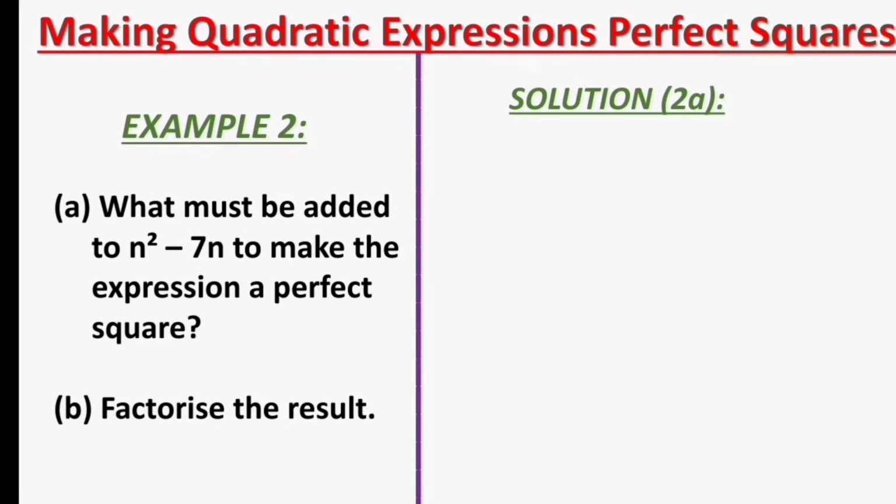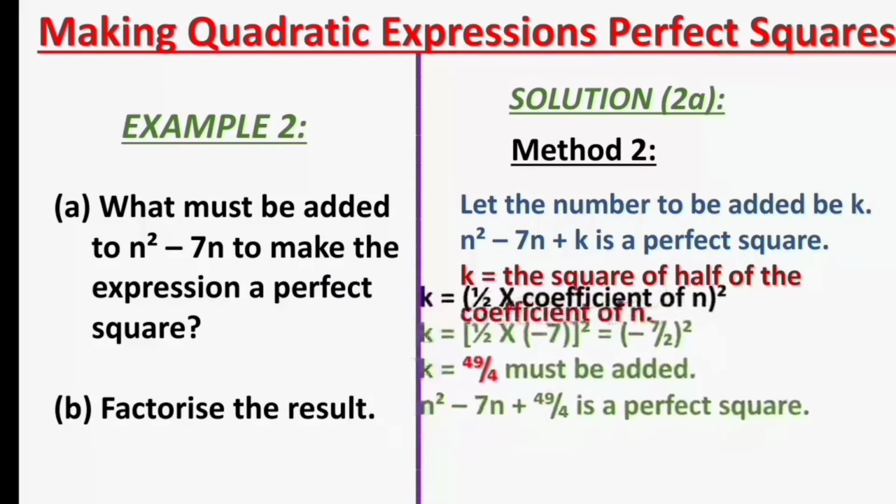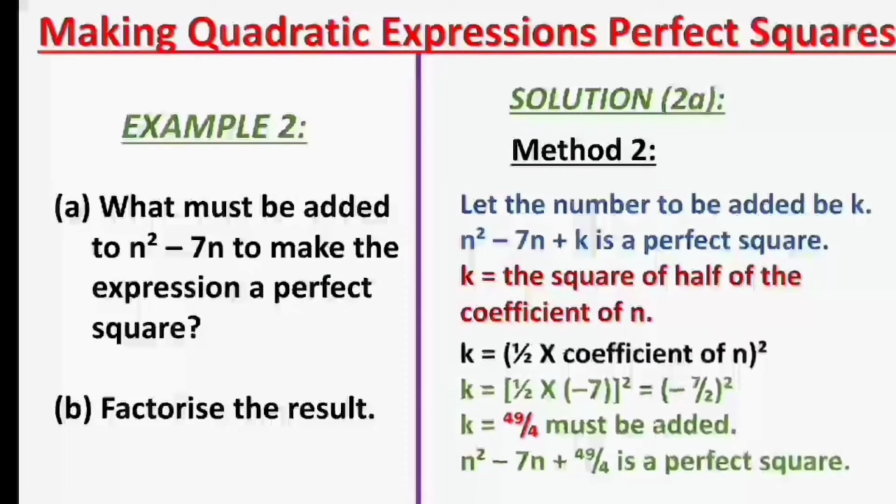Looking at the second method we can apply, let the number to be added once again be k. Now there's a formula for k. The formula is k is equal to the square of half of the coefficient of n. That means k is equal to, in brackets, half times the coefficient of n, all squared.